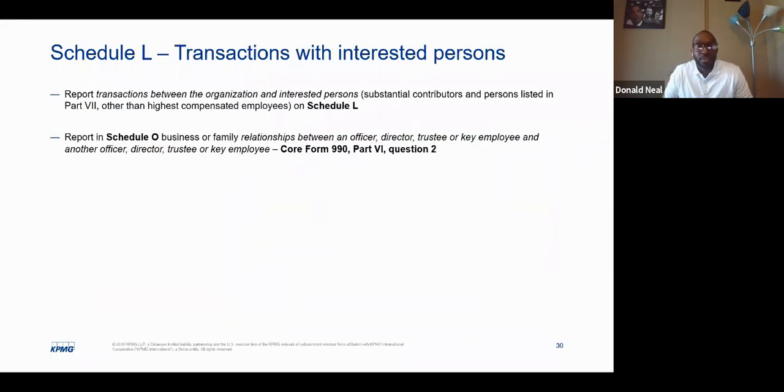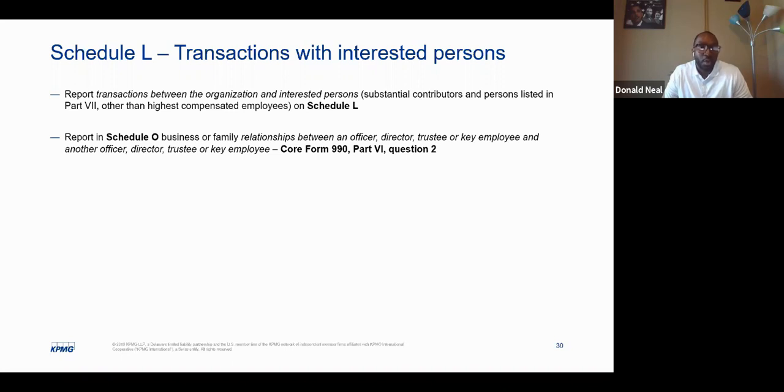Schedule L, as I mentioned earlier, is transactions with interested persons. So in regards to that, you have to report a transaction between the organization and the interested person. So that's substantial contributors and persons listed in Part 7 other than highest compensated employees. So these are your officers, your board members, and your key employees that you have to pay attention to, to make sure they don't meet any of the definitions of being a substantial contributor, and paying attention to the relationships that they have within the organization.